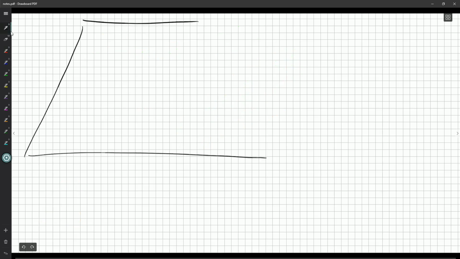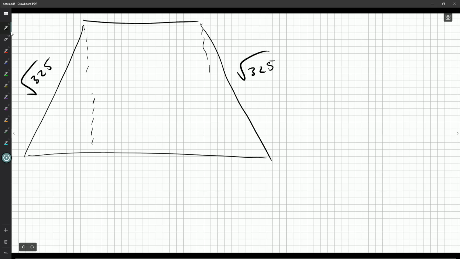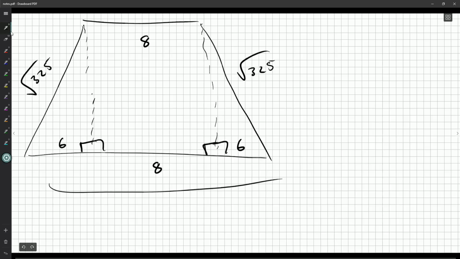In fact, if we draw a better copy of this trapezoid, in order to have these side lengths be the same, root 325 and root 325, it's got to be a great deal of symmetry. So whatever this height is, if we drop it down like this and get these right angles here, we'll have an 8 here, an 8 here. What's left over to make 20 on this side? 12. It's going to have to be divided evenly between these two, so we're going to get 6's here. And then we can get the height here.